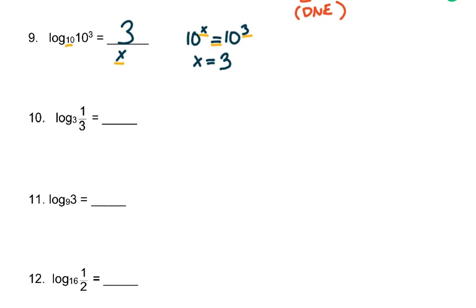So 10, set it equal to x. So 3 to the x equals 1/3. Well, 1/3, we want to write it as 3 to some power. So to get fractions, we have to have negative exponents. So 3 to the x would have to equal 3 to the negative 1. So then x has to equal 1, or excuse me, negative 1.